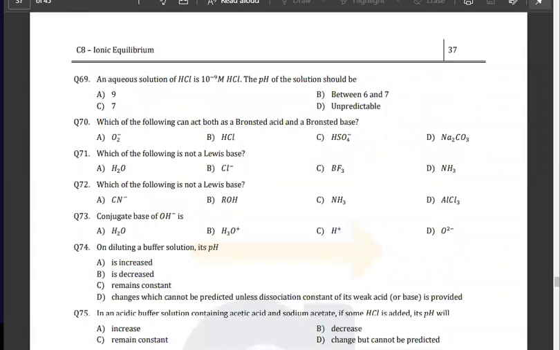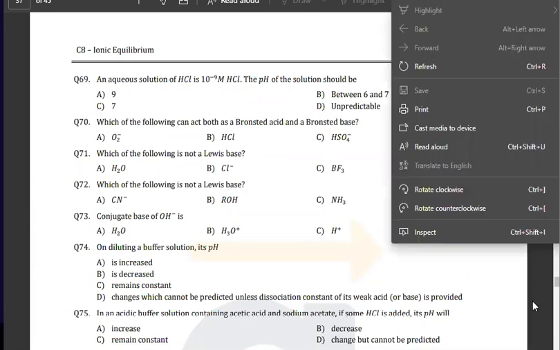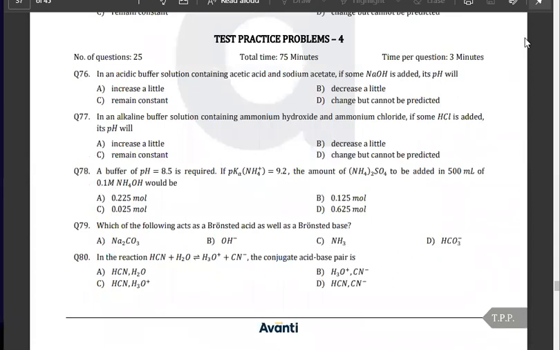69. Okay. Any more doubts till question number 75? Any doubts till question number 75? Guys, please let me know if you have any doubts till question number 75. No? Okay. Till question number 85. Till question number 80, 76 to 80.